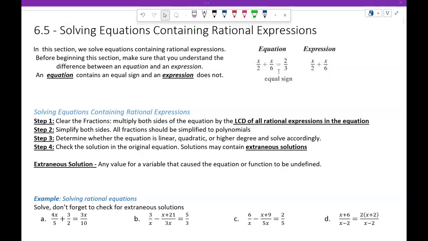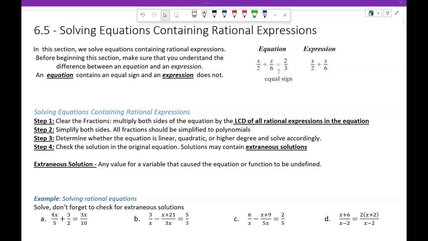Now we're going to solve equations containing rational expressions. And again, remember the key difference between an expression and an equation being the equal sign, and how we handle the equations is different than how we manage the expressions. So we have to keep in mind that what we're about to do only applies to equations with rational expressions, not rational expressions on their own.